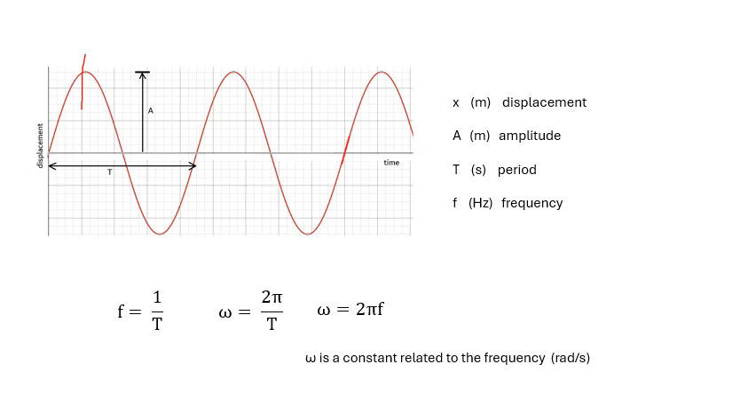Now, what is omega? In circular motion, omega is the angular velocity, isn't it? I would like here not to think of it as the angular velocity. It's just a constant which is related to the frequency. Omega is a constant related to the frequency, and it is measured in radians per second. It's actually the angular velocity for the auxiliary circle, but not that important. It's just a constant related to the frequency.